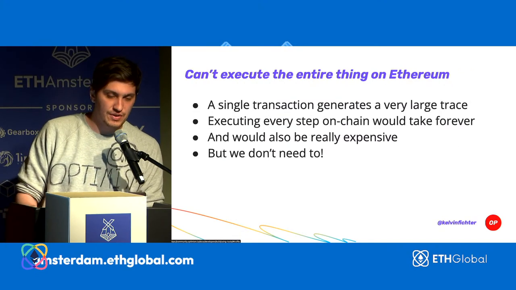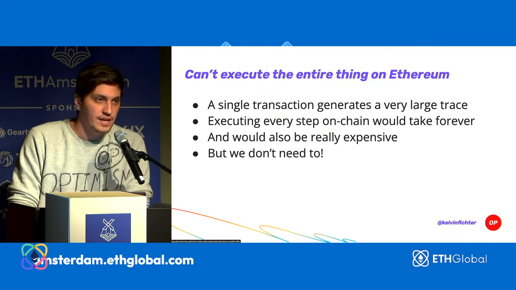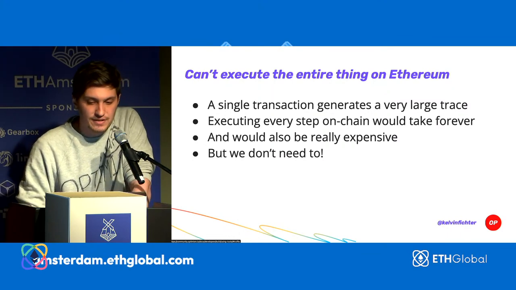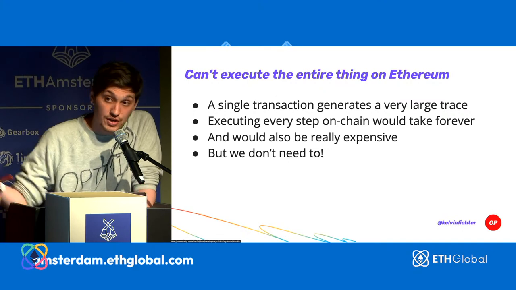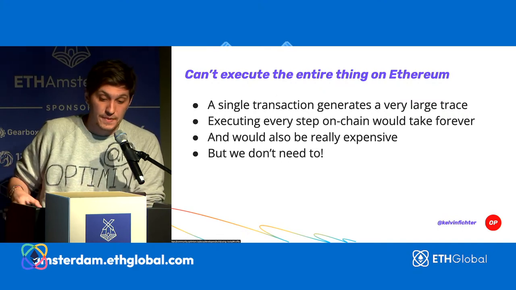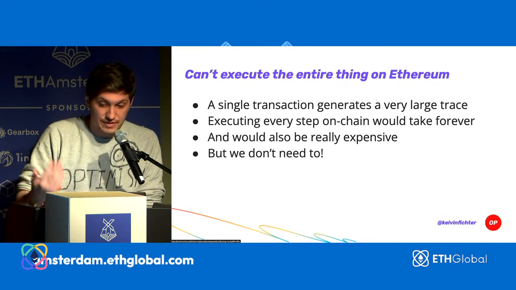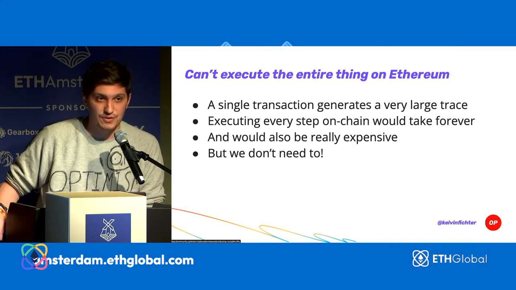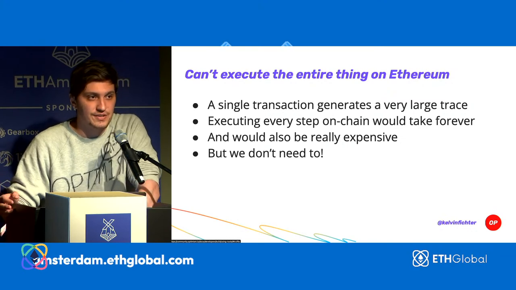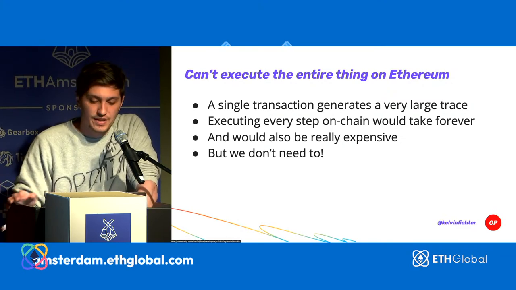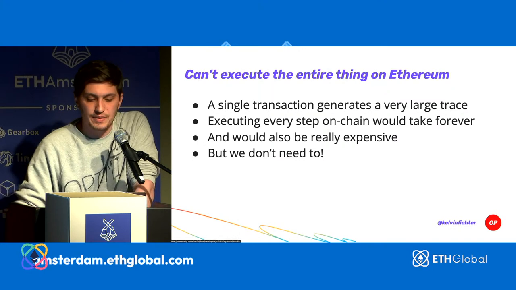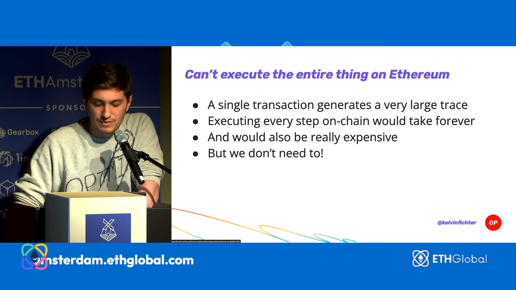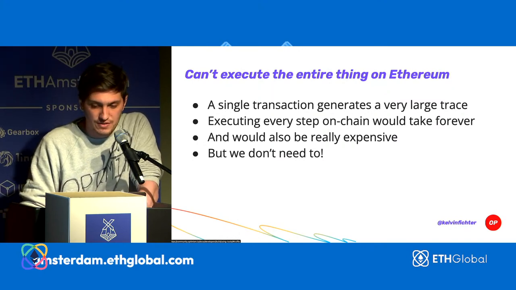So you can't really execute this whole thing on Ethereum. A single transaction generates a massive execution trace. You could, I guess, do this proof by just executing every single step on Ethereum and seeing what the result was. It should give you a result. It's a virtual machine. You can run it on Ethereum, just like you can run pretty much anything else on Ethereum. So you can run every single execution step on Ethereum, but it would take forever, and it would be really, really, really expensive. So you don't want to do this.